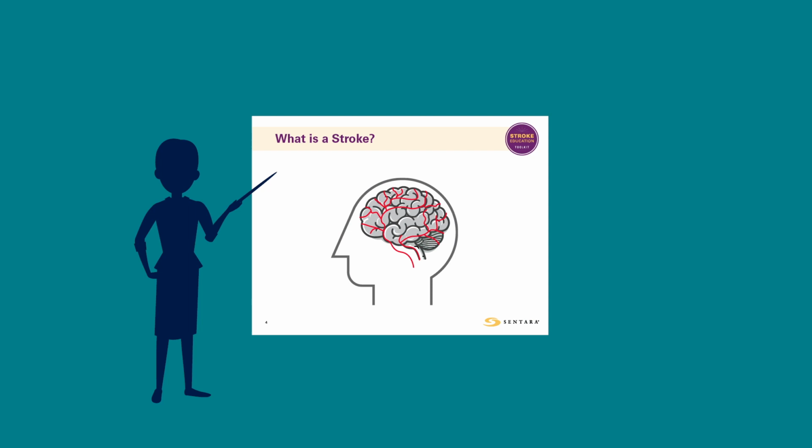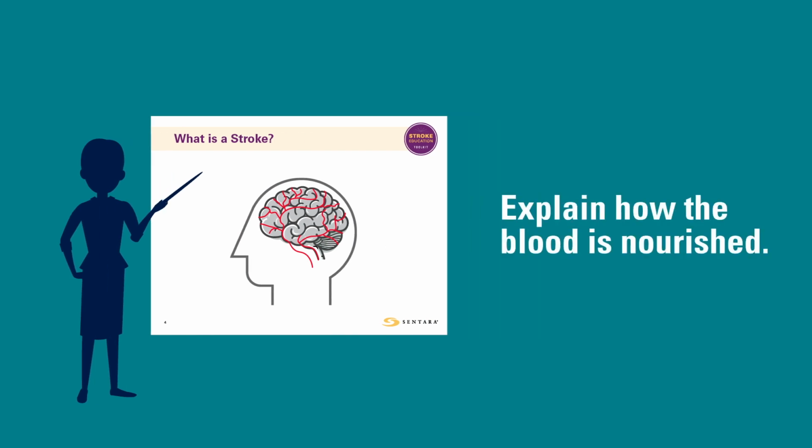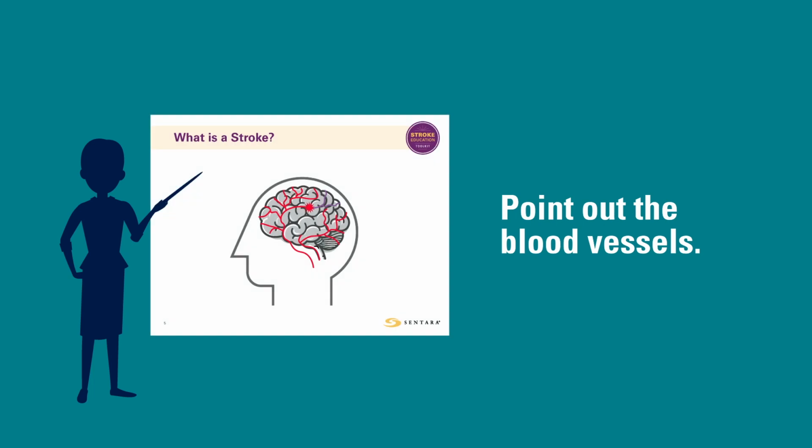What is a stroke? On the next 2 slides, you'll explain how the blood is nourished and why the blood vessels are important. Point out the blood vessels in the picture. The next slide introduces the concept of a stroke. For example, that blockage of a blood vessel stops blood from getting to the brain and causes part of the brain to stop working properly.